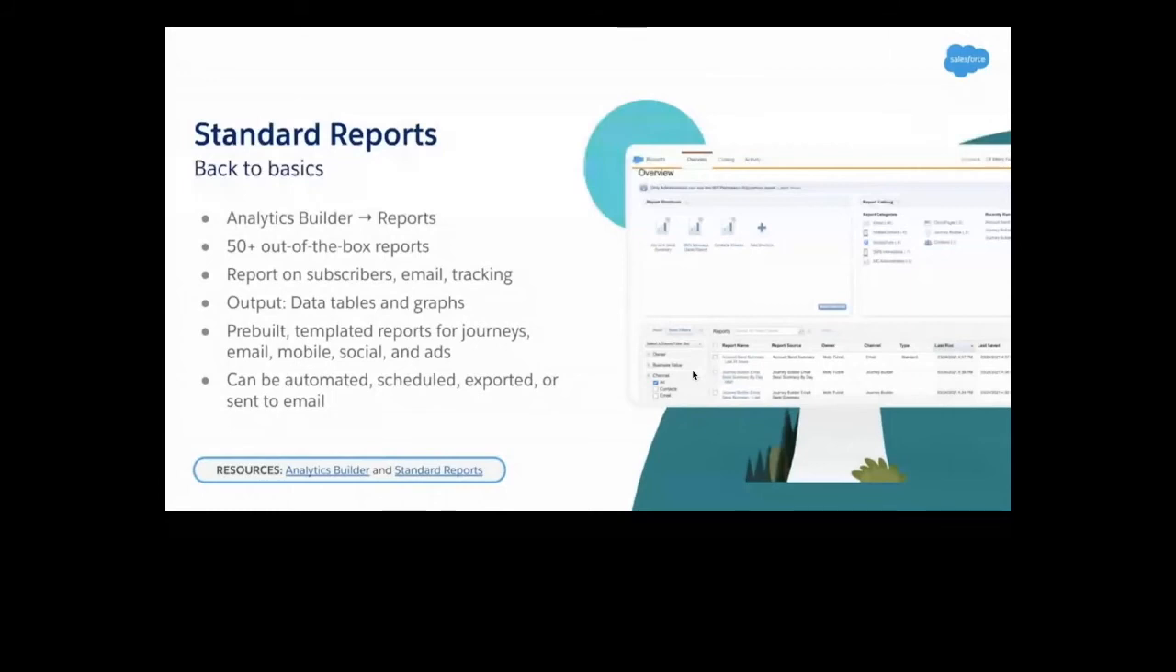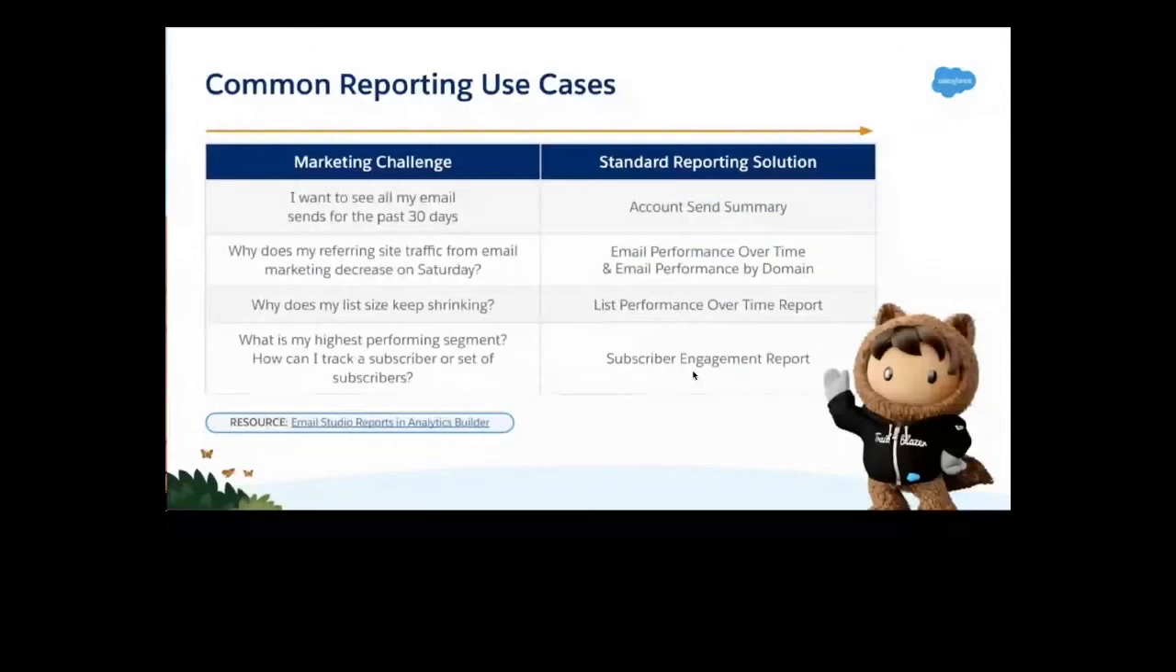There are some common reporting use cases, right? Typical people will come saying, hey, I want to see all my emails sent for the past 30 days. What is a standard report? Send summary. Why does my referring site traffic from email marketing decrease on Saturday? So you have performance over time by domain. And why does my list size keep shrinking? You can use list performance over time.